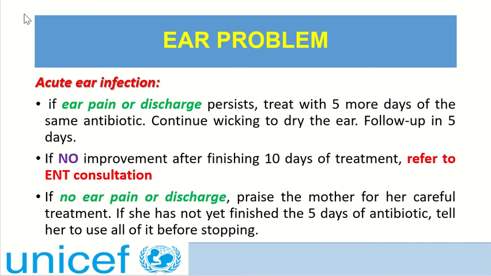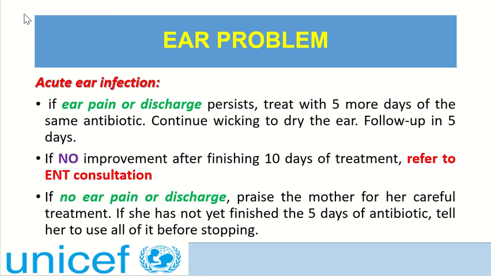If it was classified before as an acute ear infection, there will be one of 3 categories. If the ear pain or discharge persists, treat with 5 more days of the same antibiotic. Continue wicking for a dry ear. Follow up in 5 days. If there is no improvement after 10 days of treatment, refer to the ENT. If there is no ear pain or discharge at follow-up, we just praise the mother for her careful treatment. If she has not yet finished 5 days of antibiotic, tell her to finish the dose and use all of it before stopping.